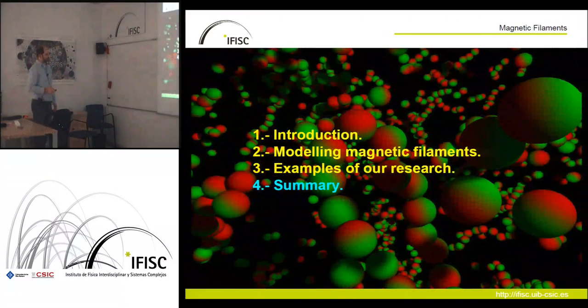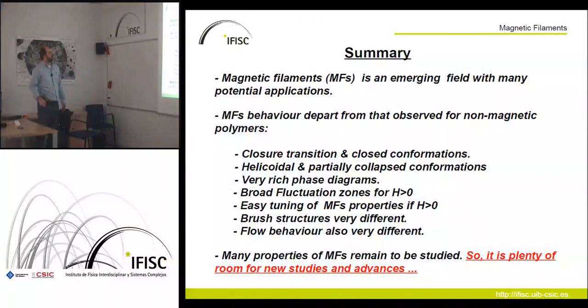So as a conclusion, we have seen that magnetic filaments are an emerging field and may have many potential applications, and that the behavior of these magnetic filaments and magnetic brushes is very different from the usual polymer chains and polymer brushes. Still, we need to study many things about this system, so there is plenty of room for new studies and advances in this field.